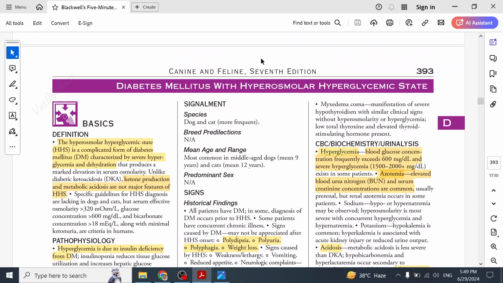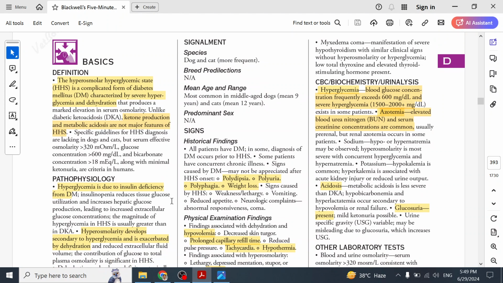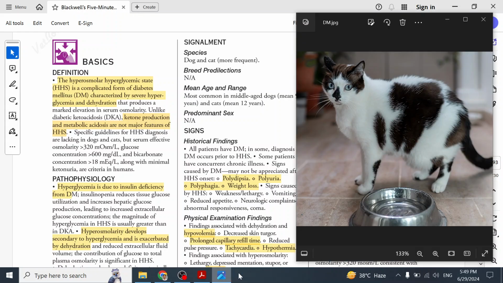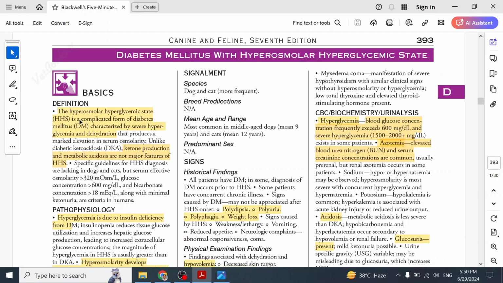HHS, hyperosmolar hyperglycemic state. First of all, let's have a look at a diabetic cat. You can see it is overweight or has a depressed skin, and polyuria and polydipsia signs are most prominent in diabetes mellitus. So let's start from the definition. The hyperosmolar hyperglycemic state, HHS, is a complicated form of diabetes mellitus characterized by severe hyperglycemia and dehydration.